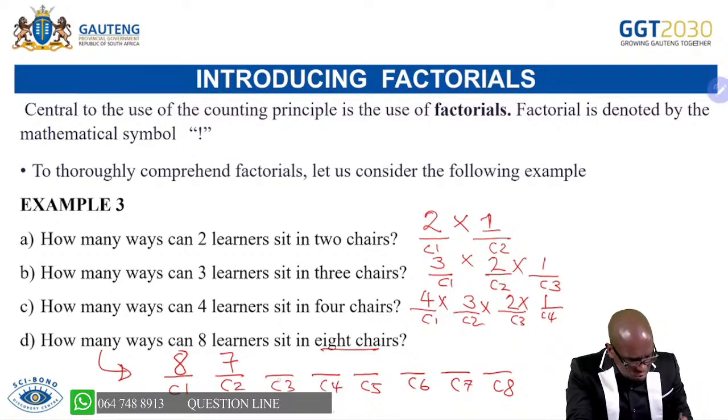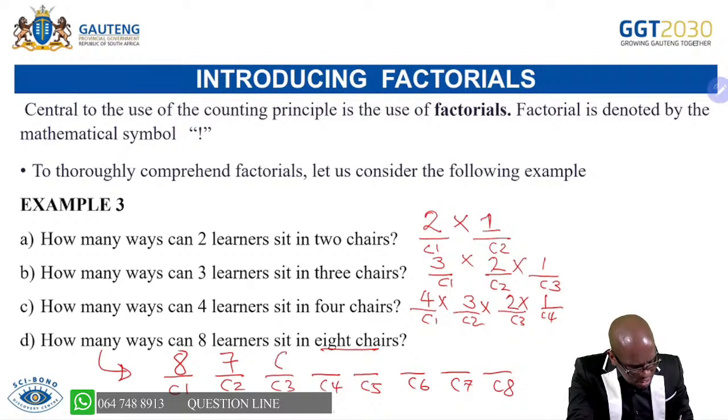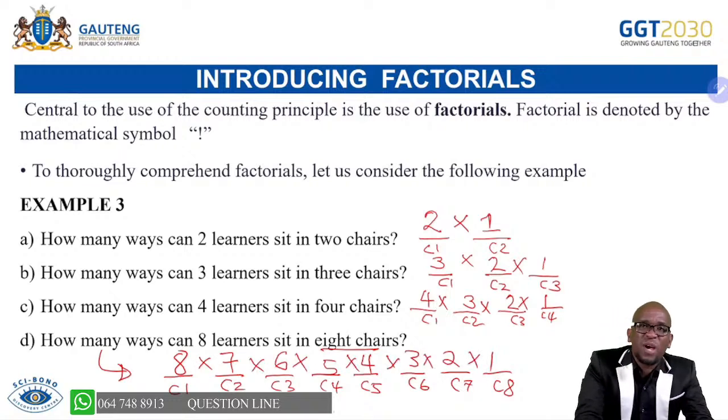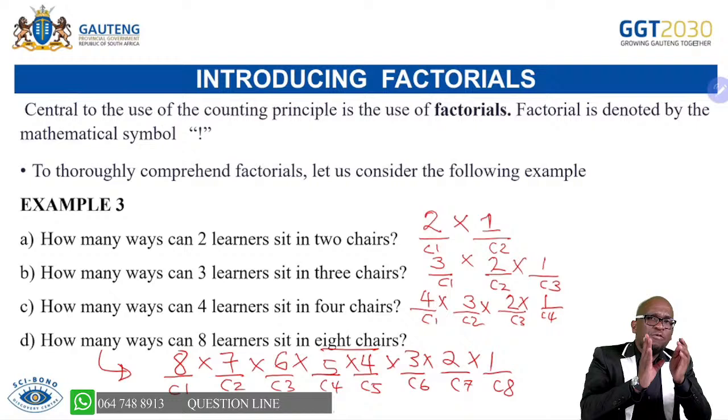Chair 3, we have a learner in chair 1 and a learner in chair 2, so we are left with 6 learners. So there are 6 options because any of them can sit here. And so on: 5, 4, 3, 2, and 1. And then the fundamental counting principle says you need to multiply those options because we are using what we call the rule of product.